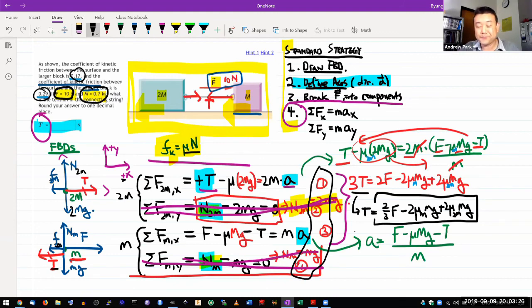So this is not a trivial problem, but what the standard strategy allows you to do is break down a problem that might be too big to handle intuitively, without a really systematic way of tackling it. And it allows you to tackle it systematically.